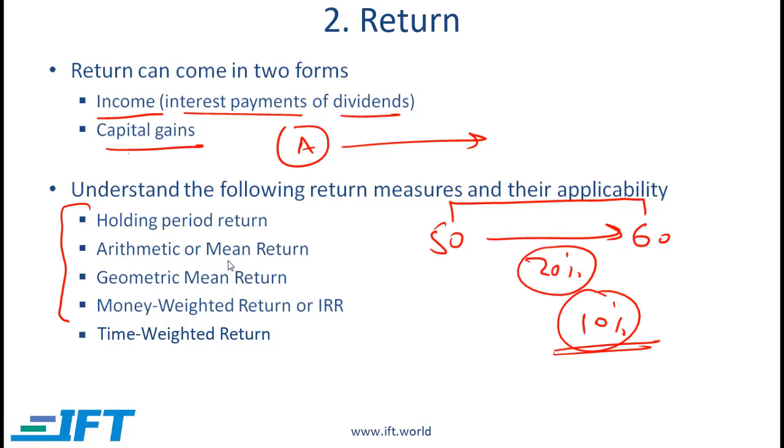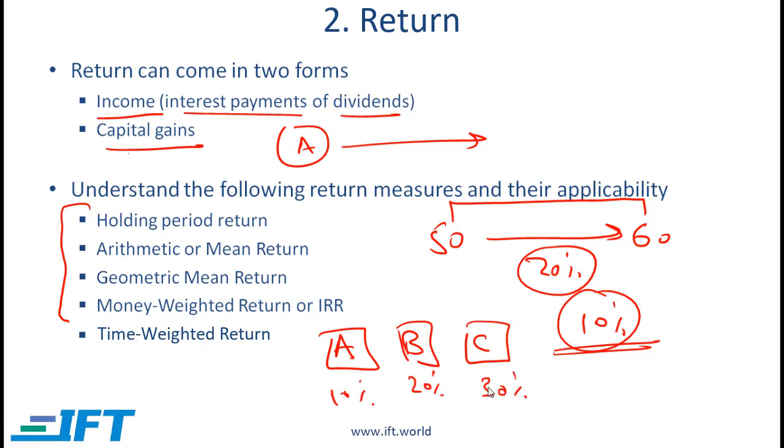Arithmetic mean return simply refers to the arithmetic mean of returns. Here, this would make sense if you have 3 different stocks. The first stock returns 10%, the second stock 20%, and the third stock 30%. And you want to figure out your average return, then it makes sense to use the arithmetic mean, which is simply the sum of the 3 returns divided by 3, which is equal to 20%.